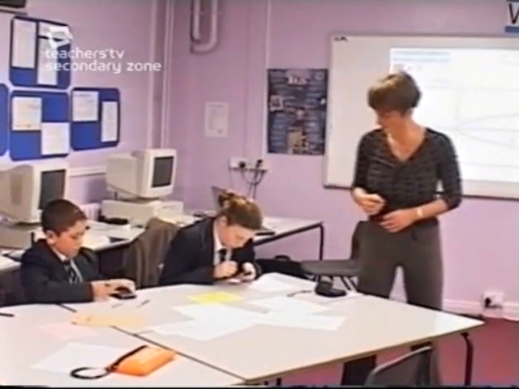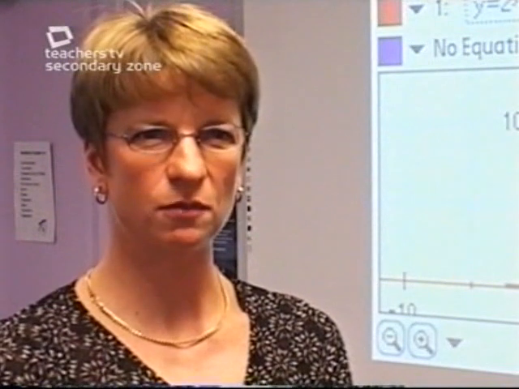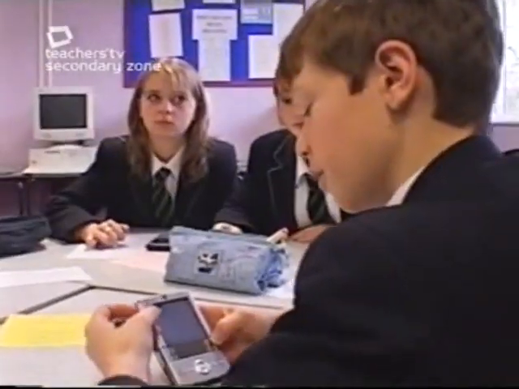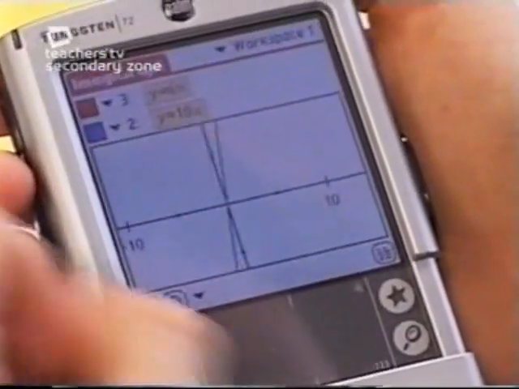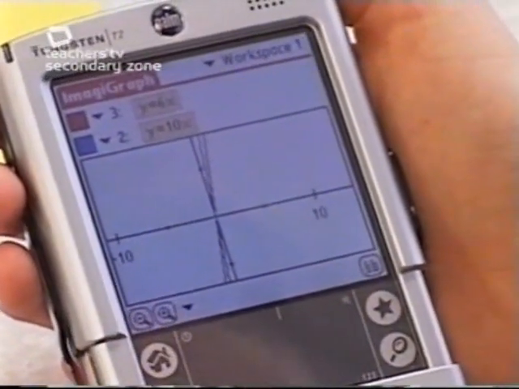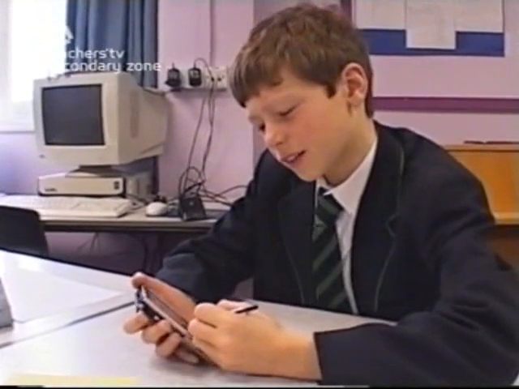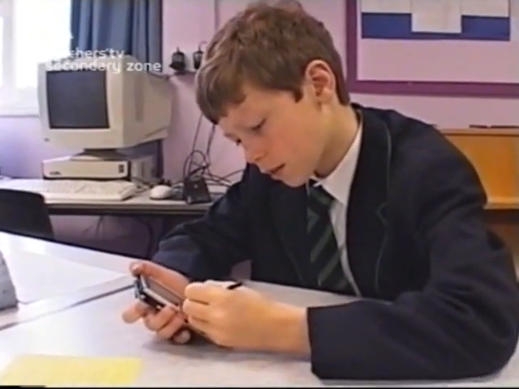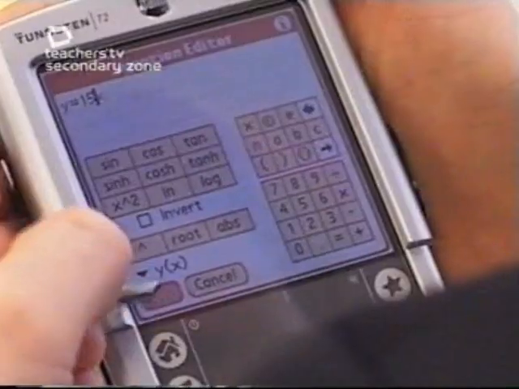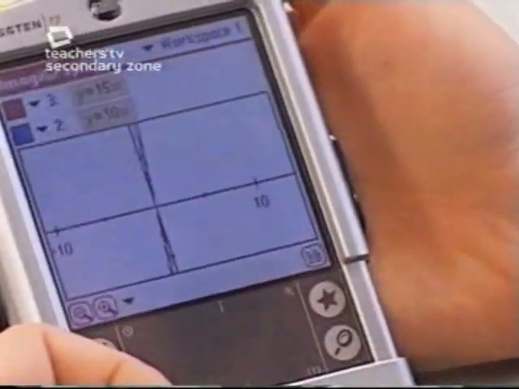If I had done that in a normal classroom situation, it would have taken me an awful lot longer and the students a lot longer to actually arrive at the same point as we were in the lesson today. What you do is you enter the equation into here, so that changes the direction of the line, so it's steep. But if I enter y equals 10x, then it gets even steeper.